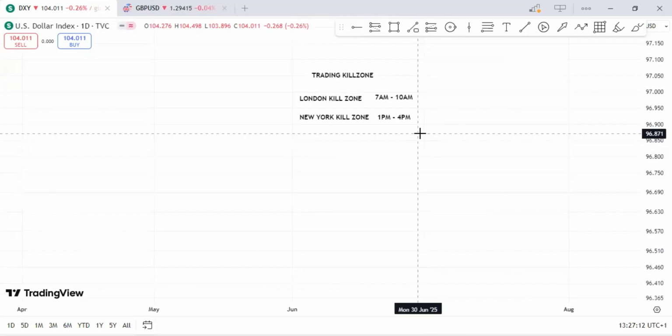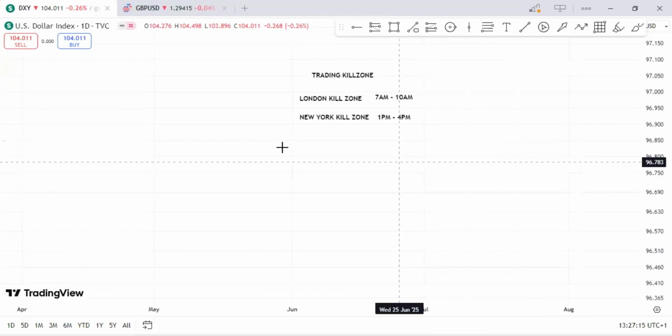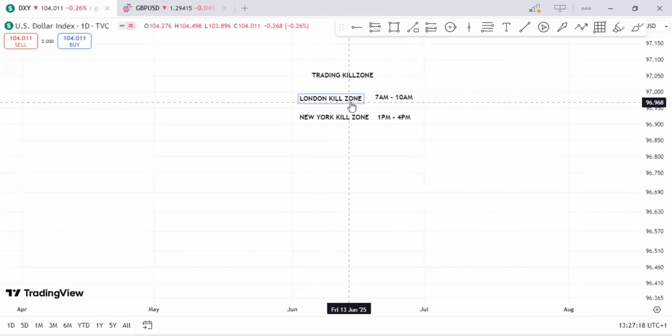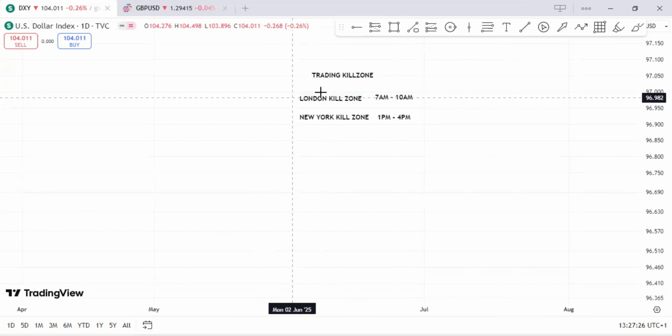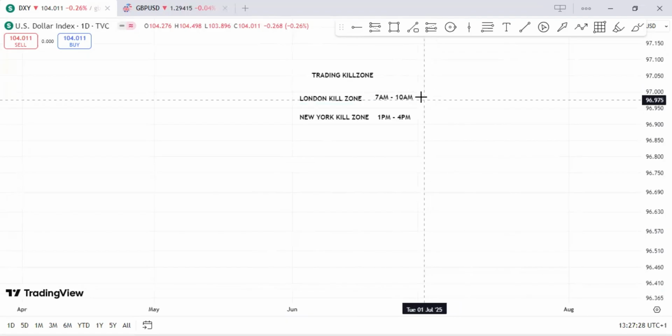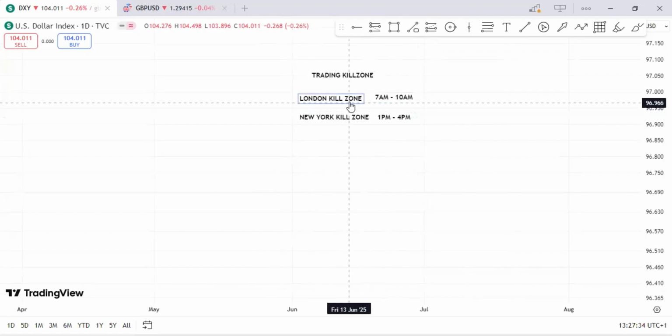But it doesn't mean you should not be analyzing your chart. All things being equal, if you want to trade during your London Q zone, it means that you're supposed to be up at least by 6 a.m. in the morning. So you're supposed to be up looking at your chart, analyzing, looking at your setup. But you don't take that trade until it is within the London Q zone, if you want to trade the London Q zone.